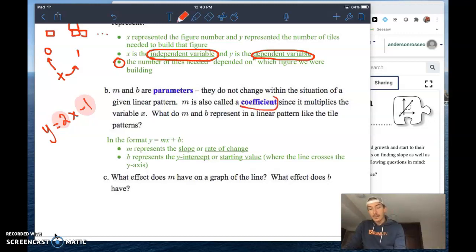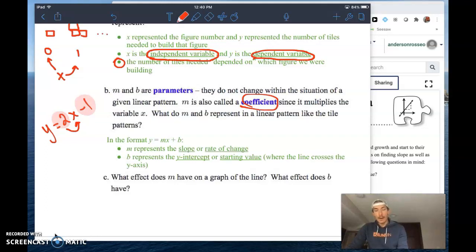Now they outline a little bit that m is also referred to as a coefficient. The slope is a coefficient because we're multiplying that by our x value, and that's what a coefficient does. And then b is, of course, a constant, right? Because that will always be the same no matter what the variable x is, okay?